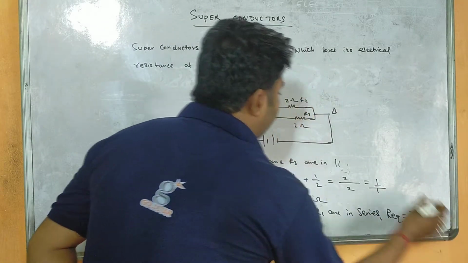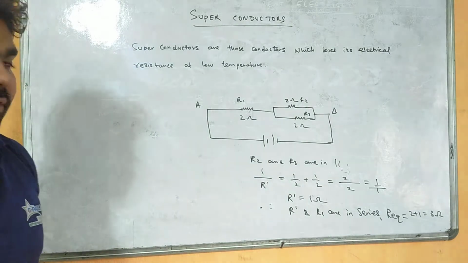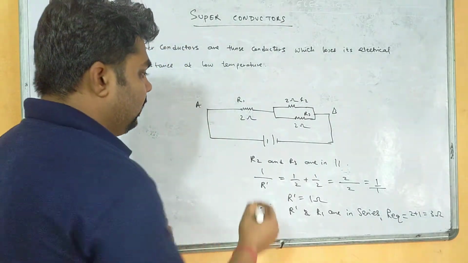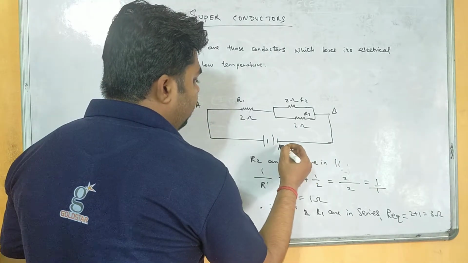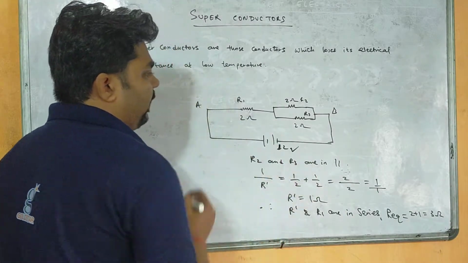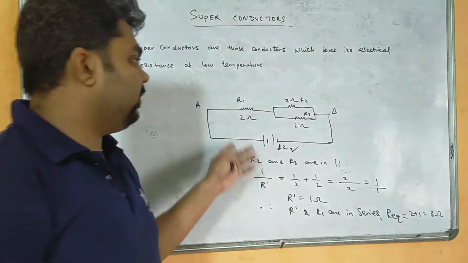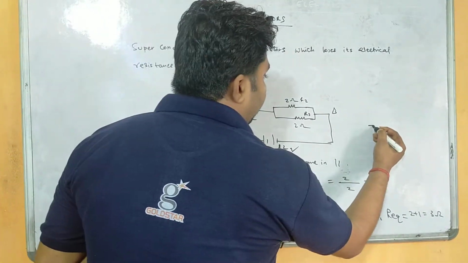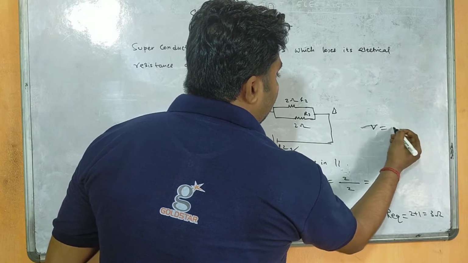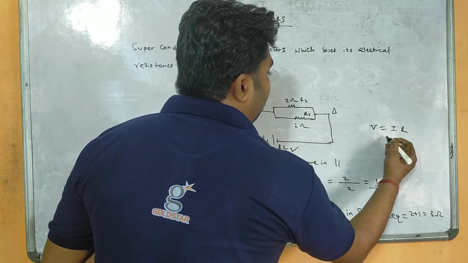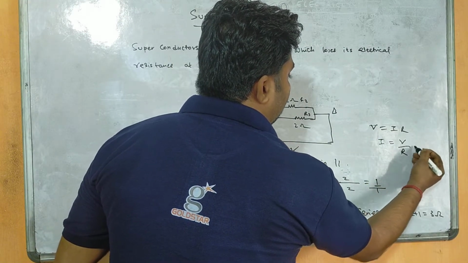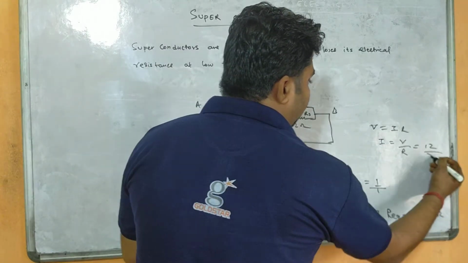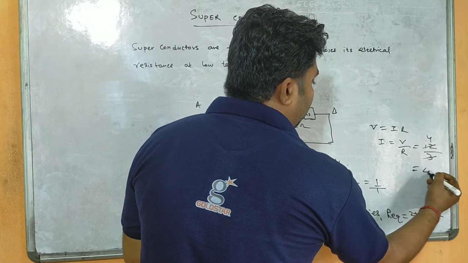So the answer of this circuit, total equivalent resistance, is 3 ohm. Now if I say 12 volt is the voltage of this battery, how much current is passing through this circuit? If it is asked how much current, we can find current using V equals IR, or I equals V by R. What was the voltage? Voltage was 12, and the resistance here was 3. That means 12 by 3, that is 4 ampere.